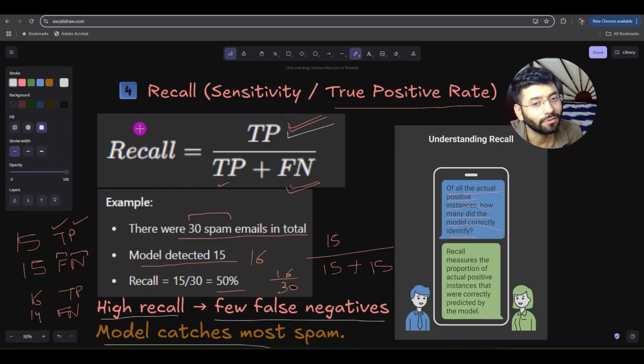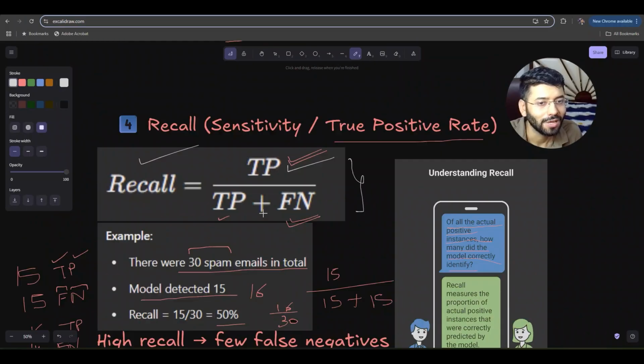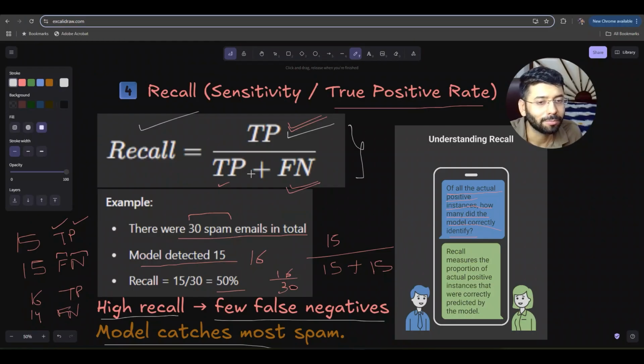Higher the true positive, higher the recall. So in terms of formula, there is a very slight difference between recall and precision. Precision is true positive divided by true positive plus false positive. Recall is true positive divided by true positive plus false negative.